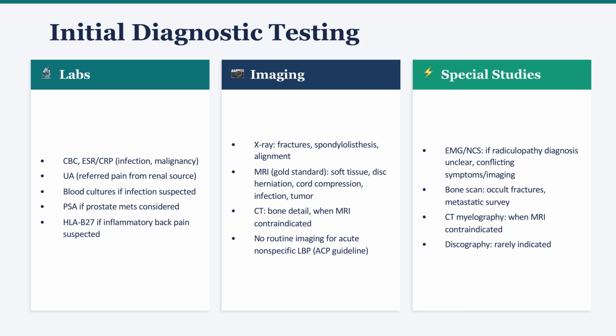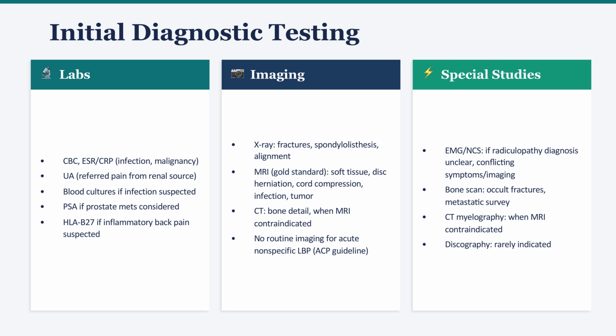For initial diagnostic testing, the most important principle is that routine imaging is not indicated for acute nonspecific low back pain without red flags. This is a key guideline recommendation from the American College of Physicians. When testing is indicated, laboratory studies include CBC, ESR, and CRP to screen for infection or malignancy, urinalysis to rule out referred pain from renal pathology, and blood cultures if spinal infection is suspected. Consider HLA-B27 testing in young patients with features of inflammatory back pain.